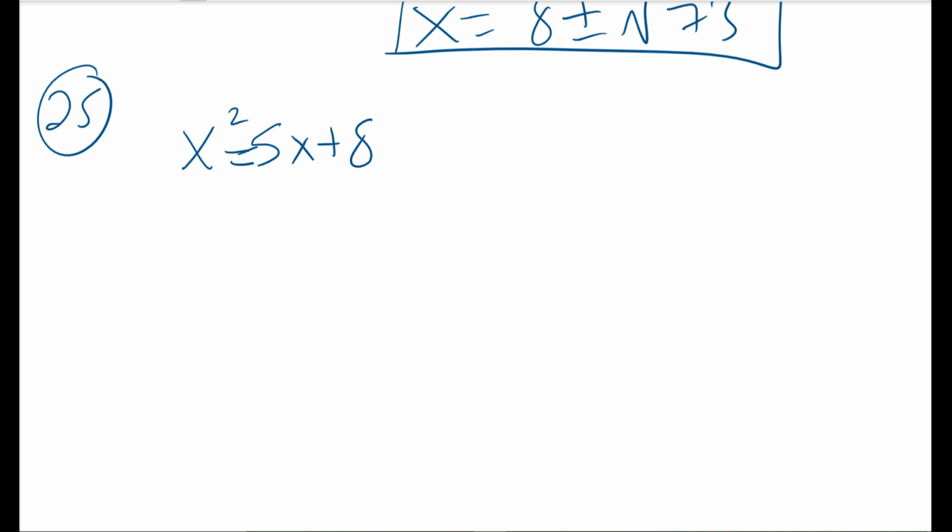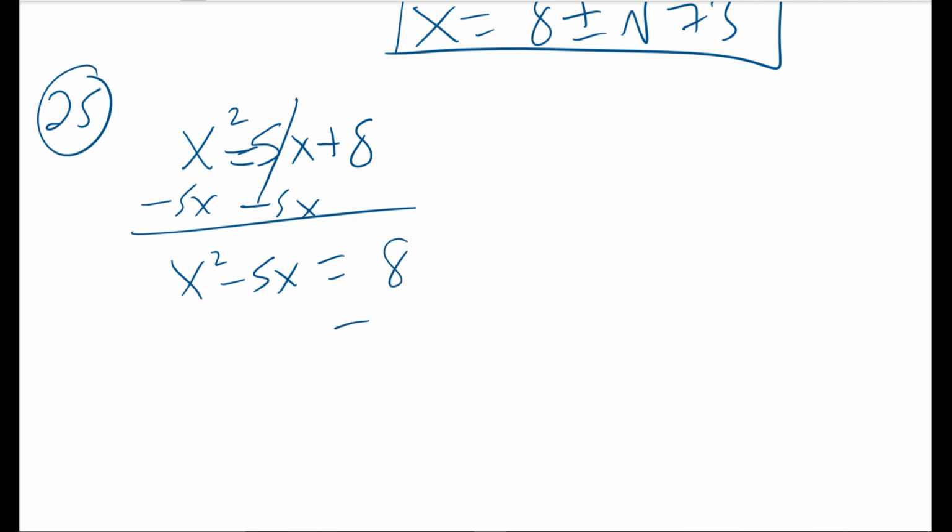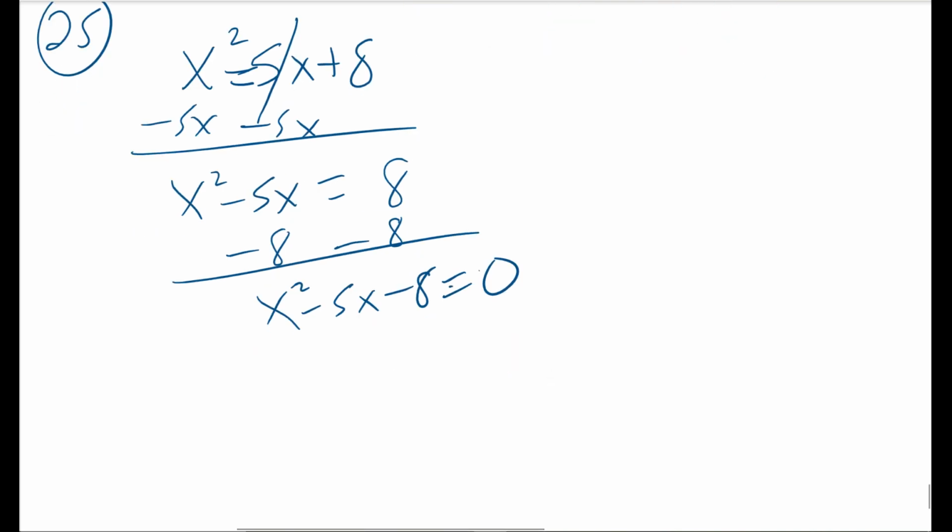So first off, you want to make one side equal to 0. So move everything over to one side. Move that over by subtracting it, and then I'm going to move this over by subtracting it. So that's the first thing you want to do. Oops, it's going to be minus 8 equals 0. Make that one side 0.